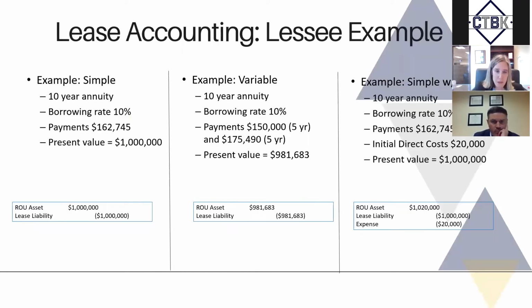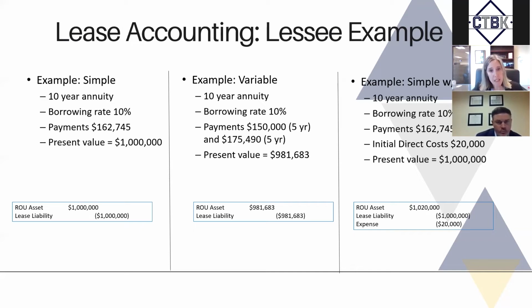Now I'm going to provide 3 different examples to walk through. Starting all the way to the left, this first example is the simple example that we presented in Lease Webinar 1. All of my leases are a 10-year annuity with a borrowing rate of 10%. In my first example, I have payments of $162,745 each year, and the present value of those payments is $1 million. So in my simple example, I am recording a lease liability of $1 million and my right of use asset as $1 million as well.